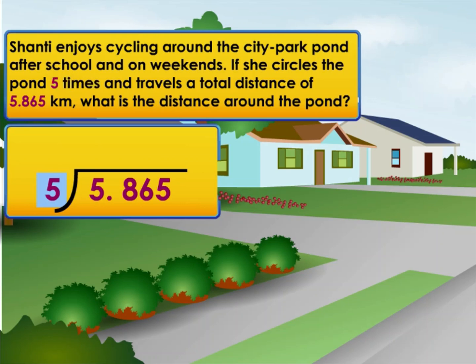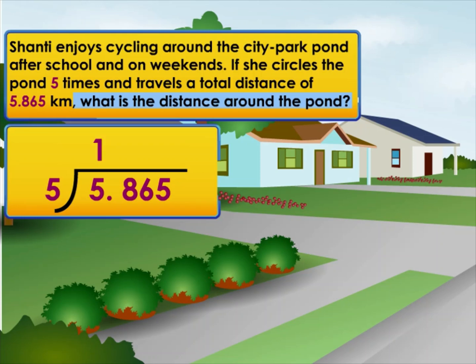What is the total distance she cycled? Good. The total distance she covered is 5.865 kilometers. What is the information that we would like to find out? Yes, we would like to find the distance around the pond. We will do a short division to find the solution. Look at the example. Divide, regarding the decimal point.